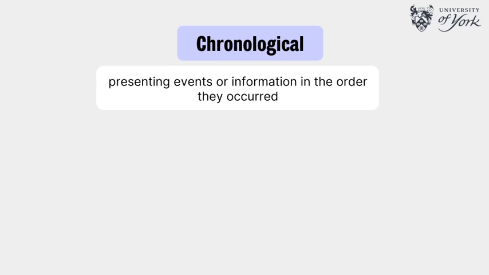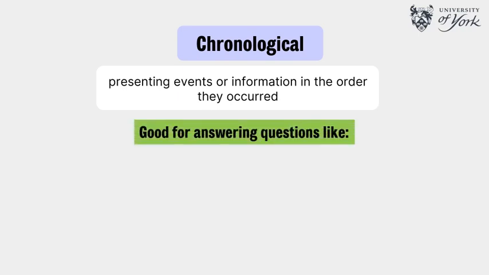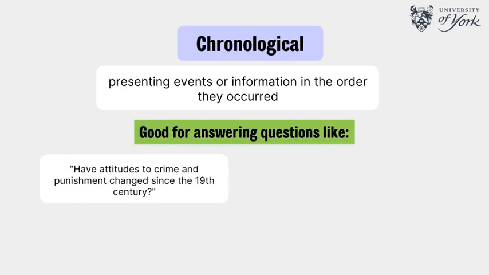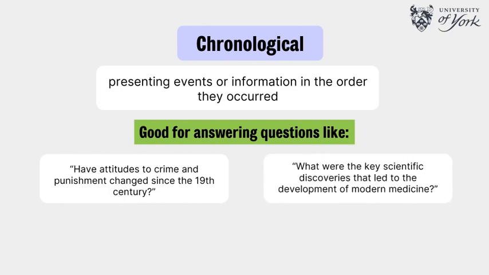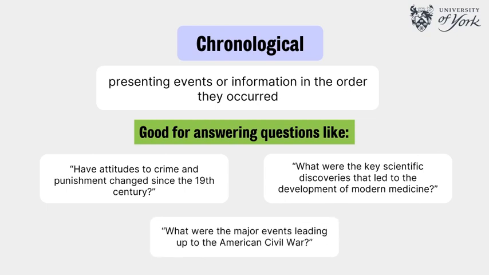The chronological structure approach would be good for answering questions such as, have attitudes to crime and punishment changed since the 19th century? What were the key scientific discoveries that led to the development of modern medicine? What were the major events leading up to the American Civil War?